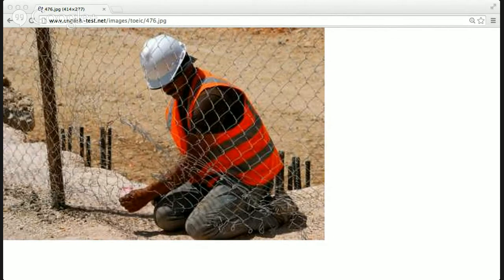Probably in this area, they are going to build a building. Yeah, more than likely. There are a lot of rocks. Probably he's cutting the, I don't remember the word.